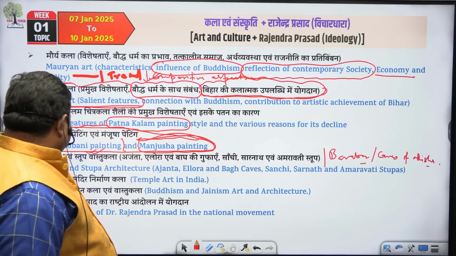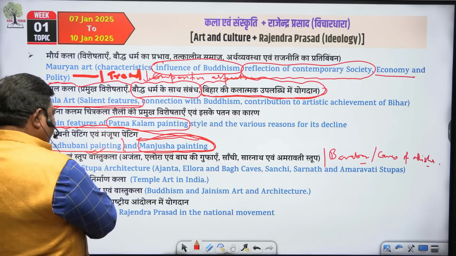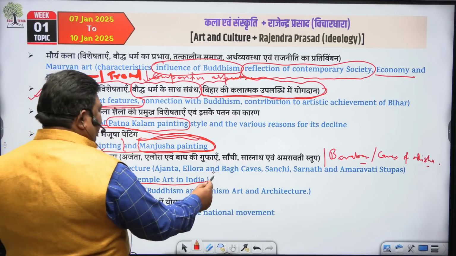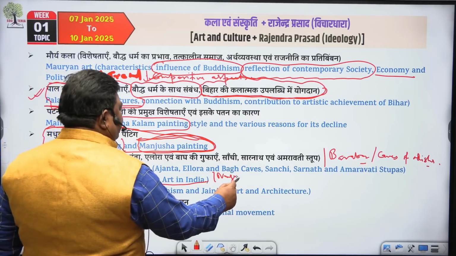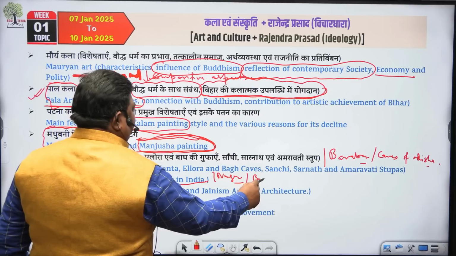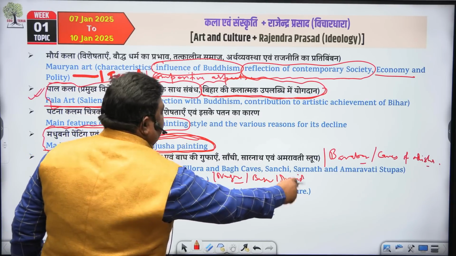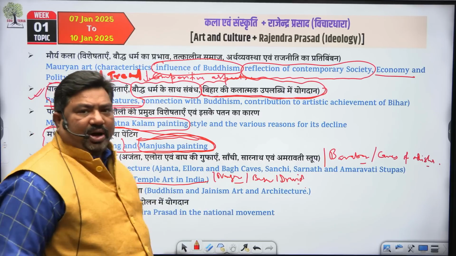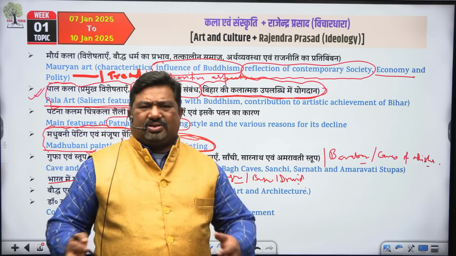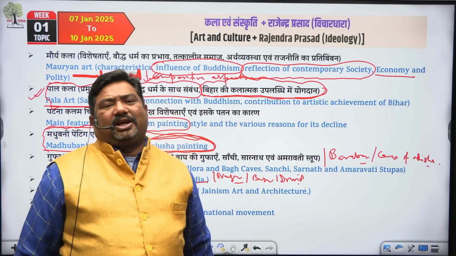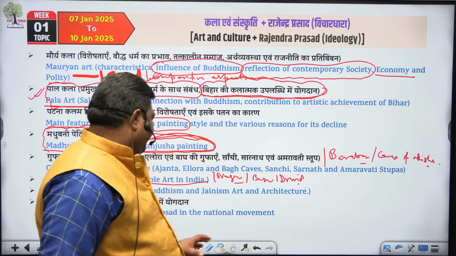In the recent past, there is a trend of asking about temple art. They have asked about Nagara, they might ask you about Vesara or Dravida, all kinds of temple art. They might ask you about the iconography of the temple. If they expand, they can move in that direction as well.